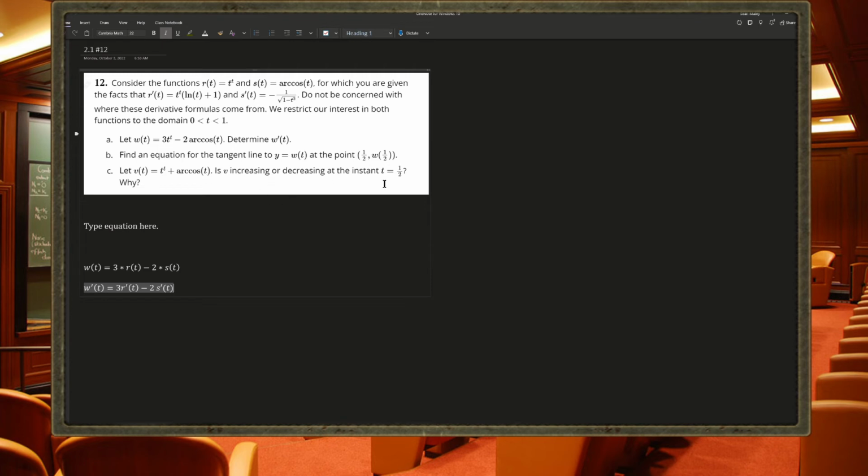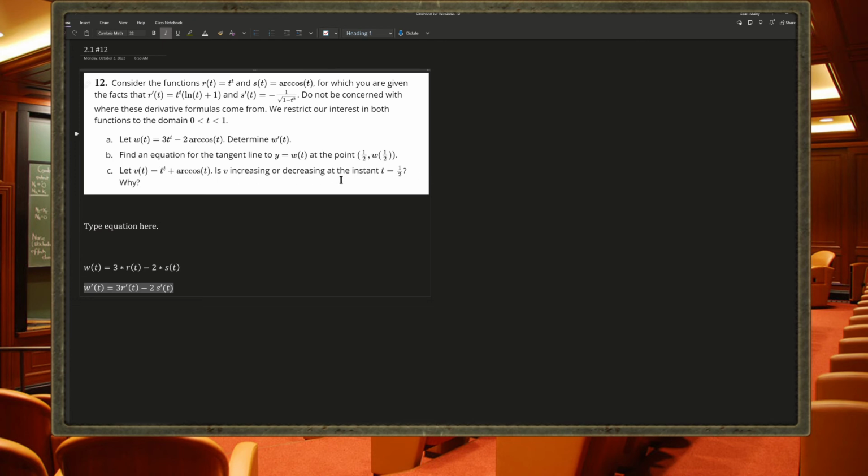Is v increasing or decreasing at t equals 1/2? Well, to know if something's increasing or decreasing, one perspective is to take a look at the derivative. So look at this derivative. It will be similar to this, just the s prime plus t or r prime.